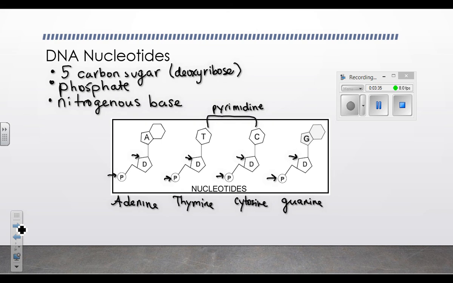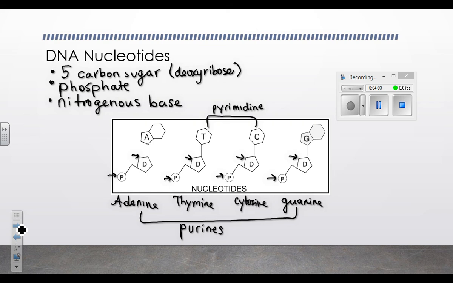And you can recognize they look similar, right? The top part of their structure looks similar. The other 2, A and G, so adenine and guanine, look similar in the sense that they have the 2 pieces on the top, and they are called purines. So of my DNA nucleotides, I could split them into 2 groups, pyrimidines and purines.